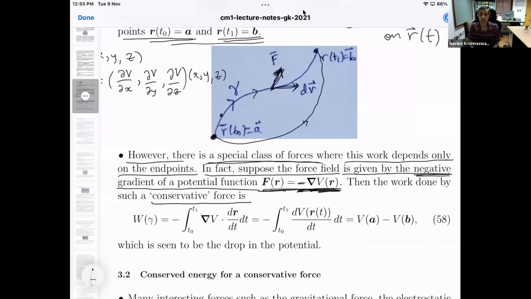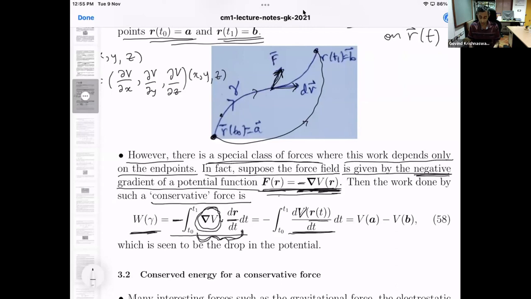Suppose that is the case, then let us compute the work and see what happens. So the work done by this conservative force, let us see what it is. We have to evaluate this integral. In place of the force, I substitute minus grad V, minus gradient of V, dotted with dr dt, dt. So this is the integral we wish to perform. Now I claim that using the chain rule of differentiation, this combination, namely grad V dotted with dr dt, is actually the time derivative of the function V evaluated at the location r of t.